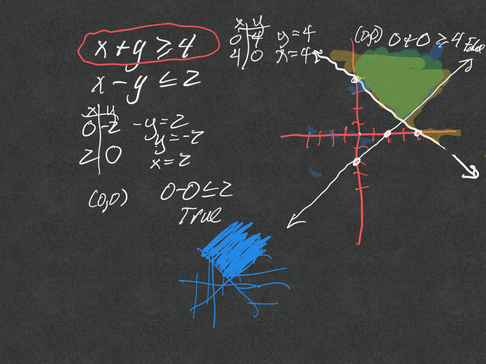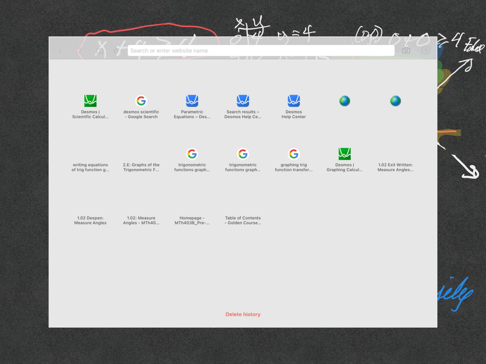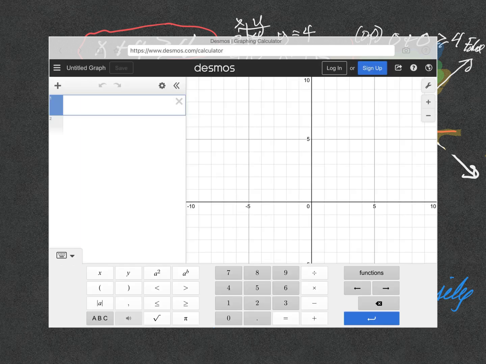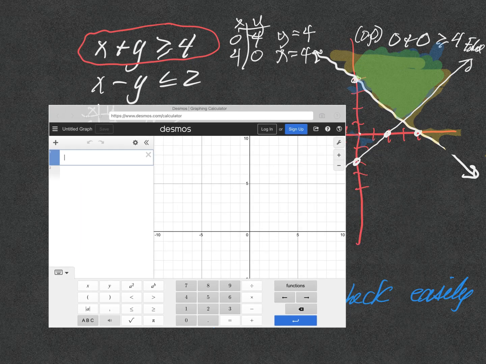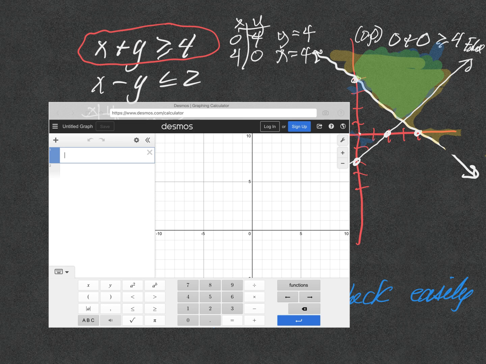Now, what's nice about this is you can check this easily with Desmos. You can check your work easily. So do the whole assignment, then go back and check your work. I'm going to show you how right now. All right, so here's Desmos. And I'm going to show we get the same graph.